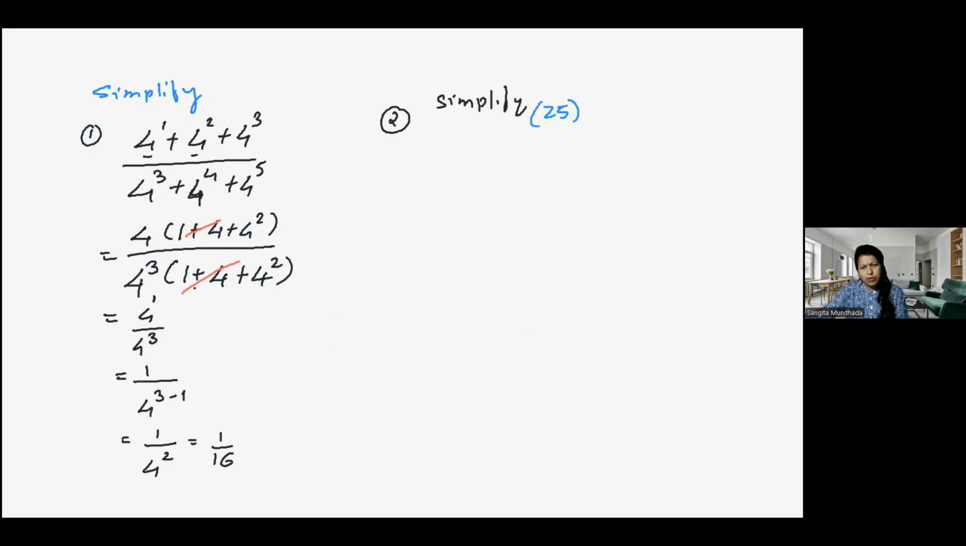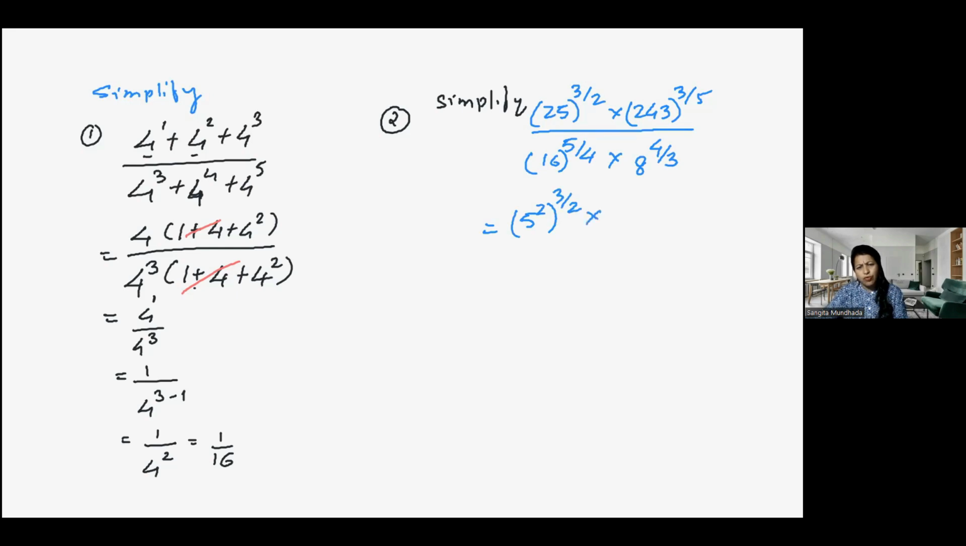(25) raised to power 3 by 2 into 243 raised to power 3 by 5 divided by 16 raised to power 5 by 4 into 8 raised to power 4 by 3. So 25 raised to power 3 by 2: 25 is 5 raised to power 2, so it is 5 raised to power 2 raised to power 3 by 2, into 243.